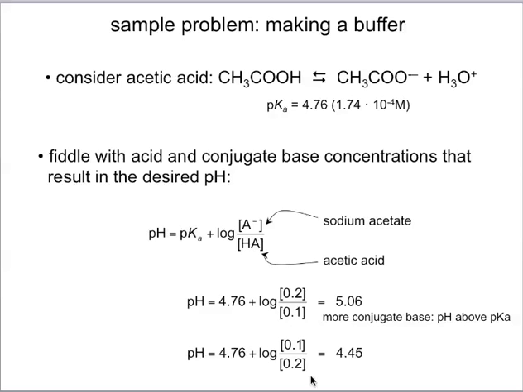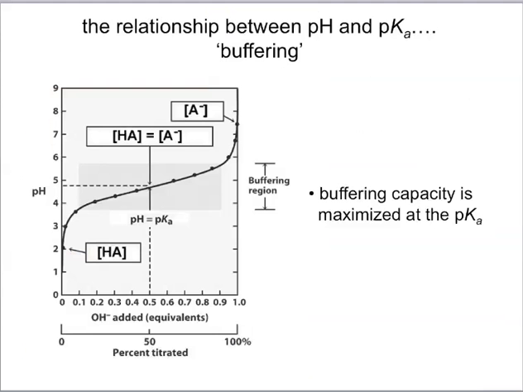We can take the converse example here. Now choosing to use half as much conjugate base as weak acid, we see that the pH drops below the pKa. That's a good rule of thumb: more weak acid, pH drops below the pKa. So you can always refer back to your titration curve to make sense of this. At the pKa, concentrations are equivalent. Add more acid, we're below the pKa. Add more base, we're above the pKa.